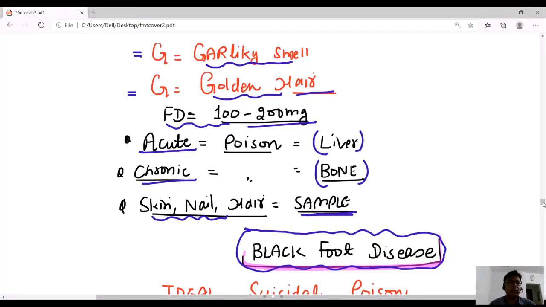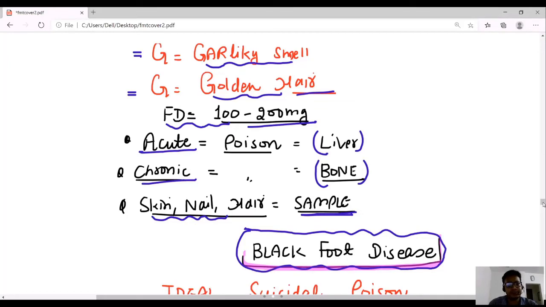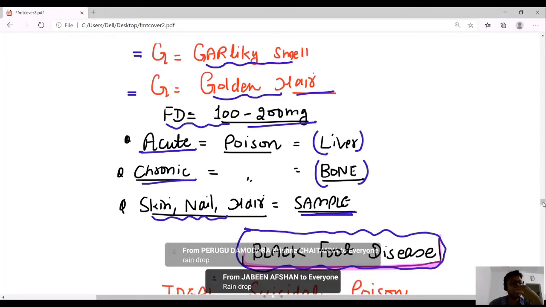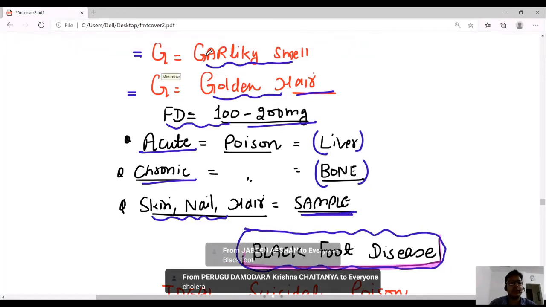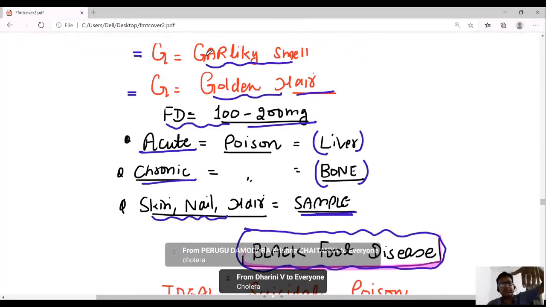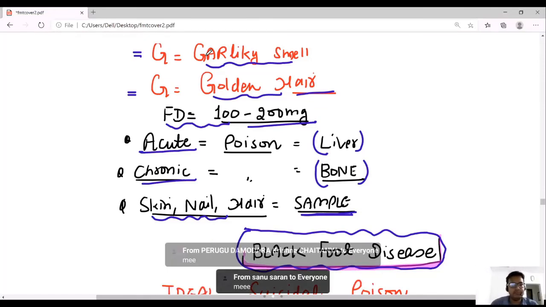Let me ask some MCQs. What type of mucosa is seen in arsenic poisoning? Red velvety. This question comes. What kind of pigmentation is seen in arsenic poisoning? Raindrop. Arsenic mimics a disease. What's the name of the disease? Cholera. What is the name of the lines? Mees line.